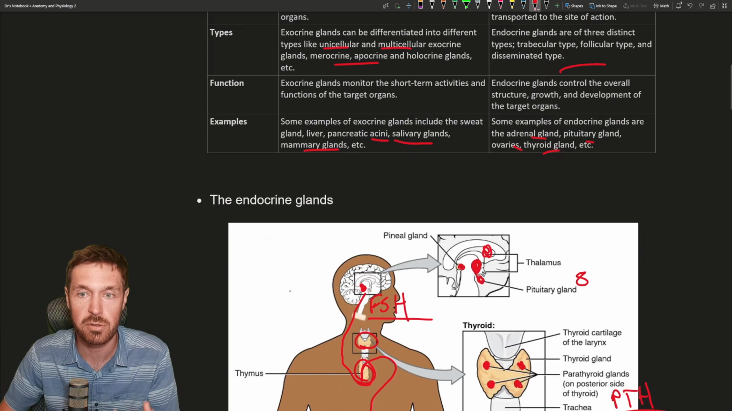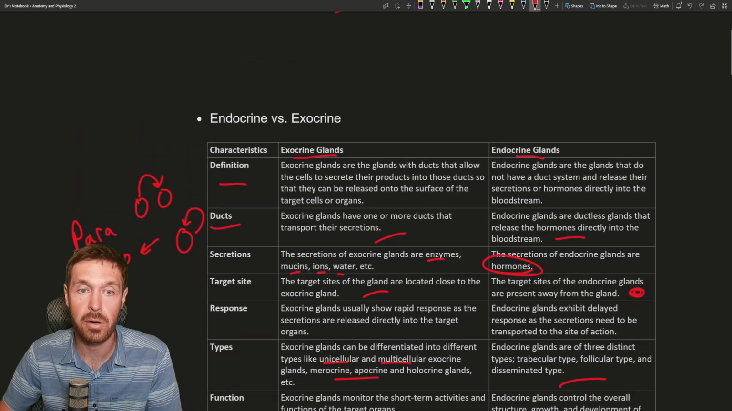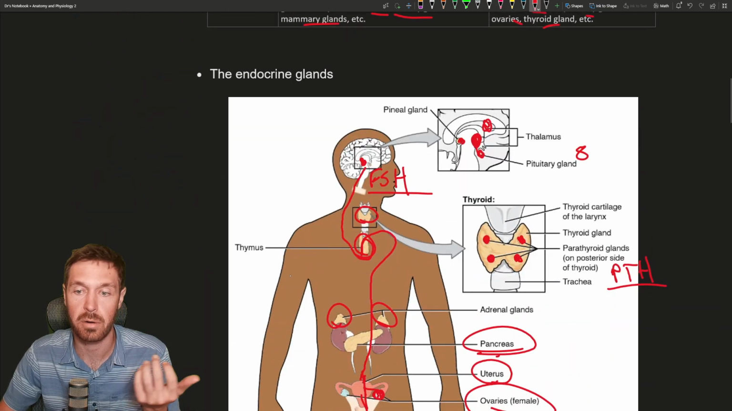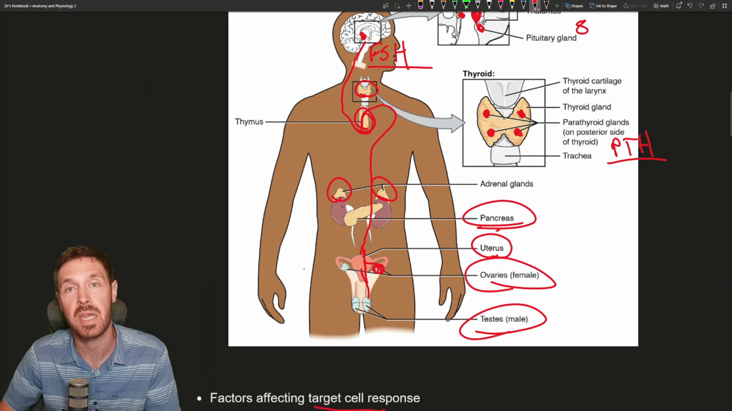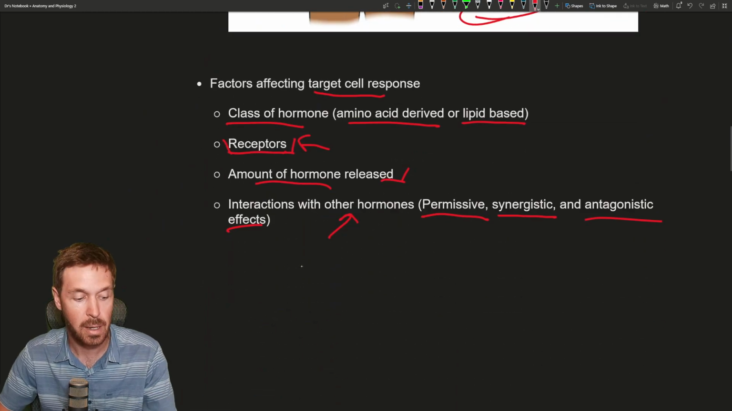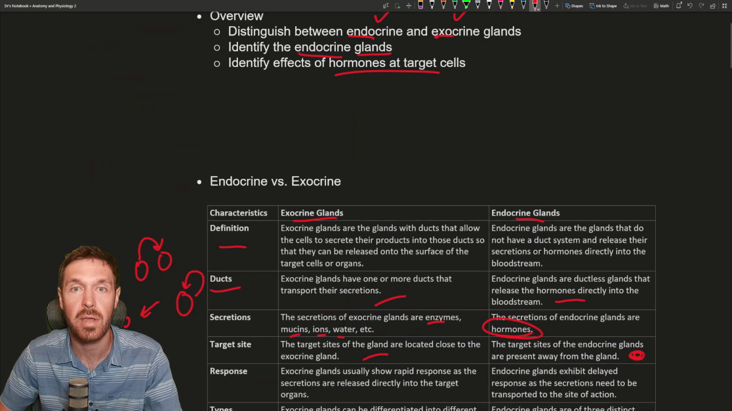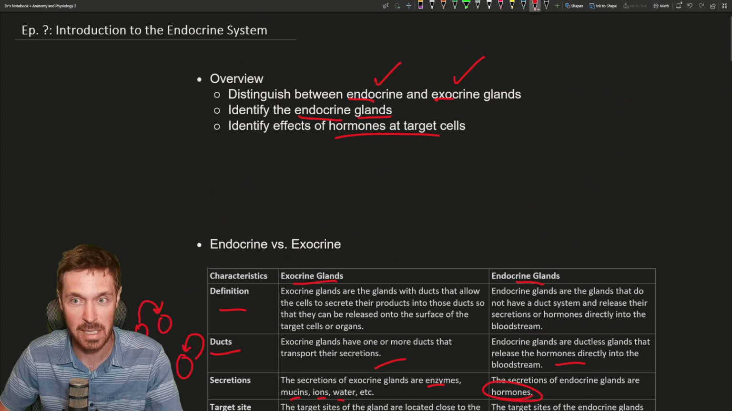But this was just a little introduction to the endocrine system, comparing exocrine and endocrine, going over all the important glands, giving hints of all the hormones we're about to talk about. But yeah, so it's just a little welcome video here, and we're going to get into more details in the next ones.